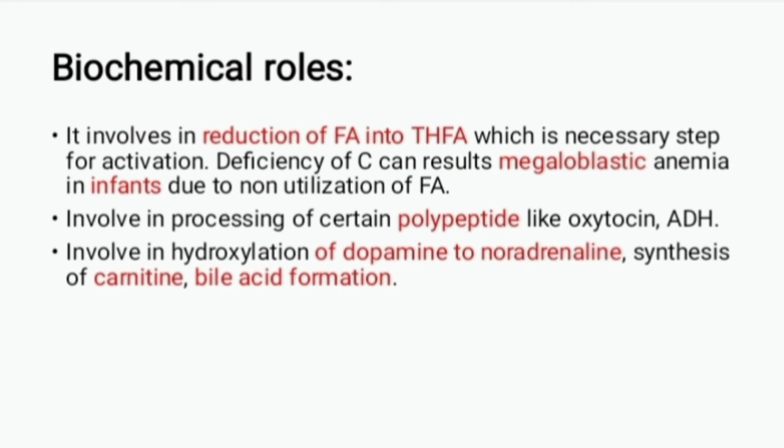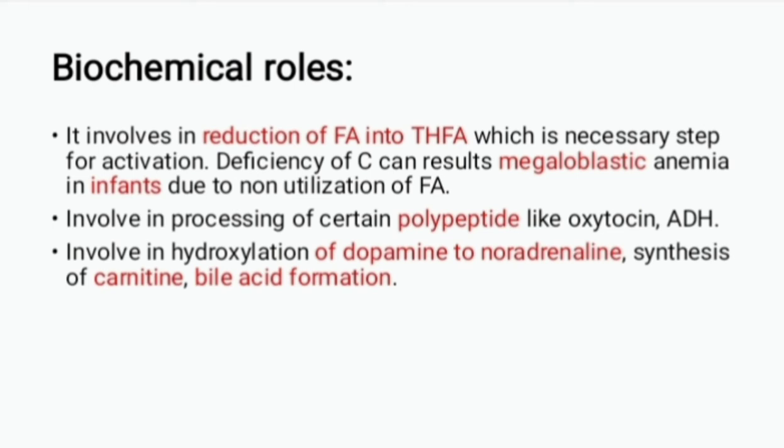Vitamin C is involved in reduction of vitamin B9, that is folic acid, into tetrahydrofolic acid, which we have already discussed is the active form of folic acid. It is a necessary step for the conversion of folic acid into tetrahydrofolic acid. So by forming tetrahydrofolic acid, it can act as a one carbon carrier coenzyme. The deficiency of vitamin C can result in megaloblastic anemia in infants due to non-utilization of folic acid.